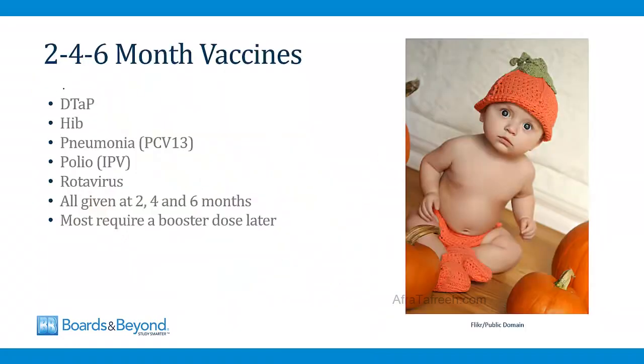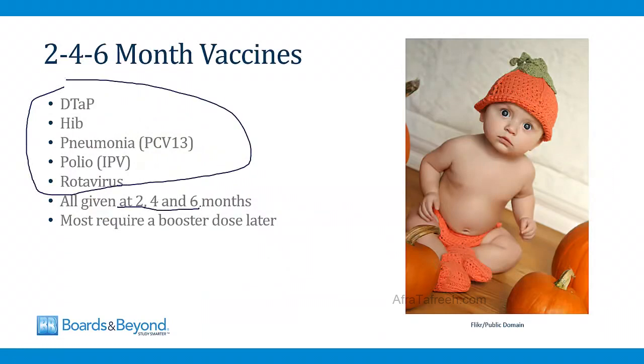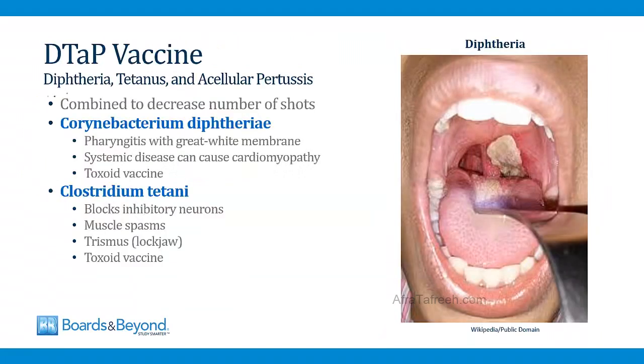So this slide is a list of what I call the 2, 4, and 6 month vaccines. They're all given at 2, 4, and 6 months of age, and then most of them also require some booster doses later on in life. The DTaP vaccine stands for diphtheria, tetanus, and acellular pertussis. And just like the MMR vaccine that we talked about before, this vaccine combines elements to decrease the number of shots. The vaccination schedule for diphtheria, tetanus, and pertussis is the same, so the vaccine elements for all 3 are combined into 1 shot.